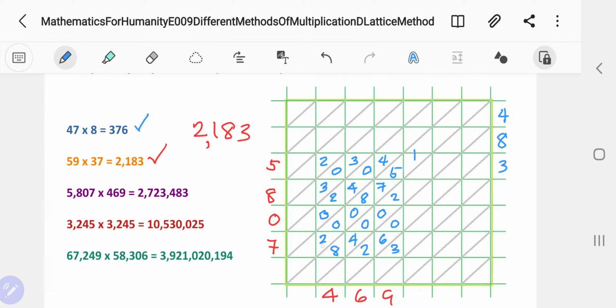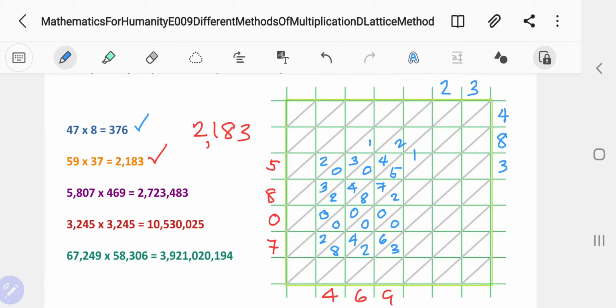So in this diagonal, 2 plus 0 is 2, plus 8 is 10, plus 7 is 17, plus 5 would be 22, plus 1 would be 23. So I have 3 here, and then I'll write 2 here. Okay. Then in this diagonal we have 0 plus 2 is 2, plus 4 is 6, plus 0 is 6, plus 4 is 10, plus 2 is 12. So I write the 2 here. And I write 1 here.